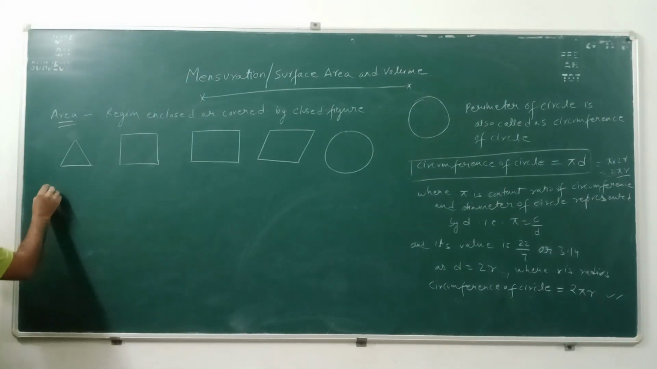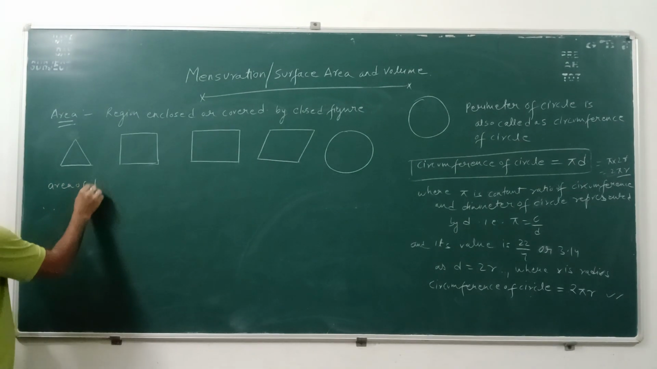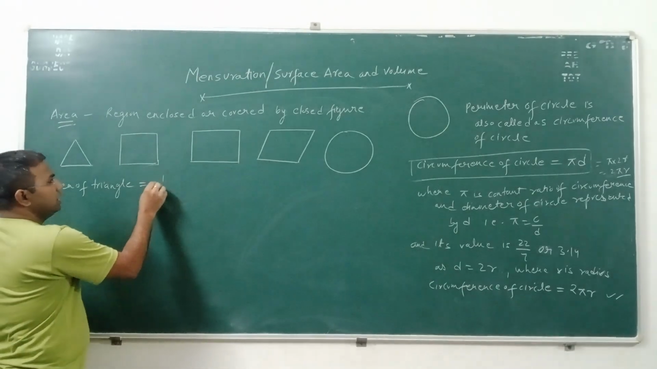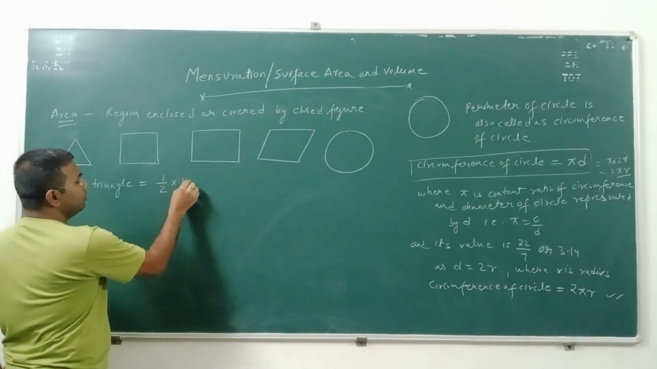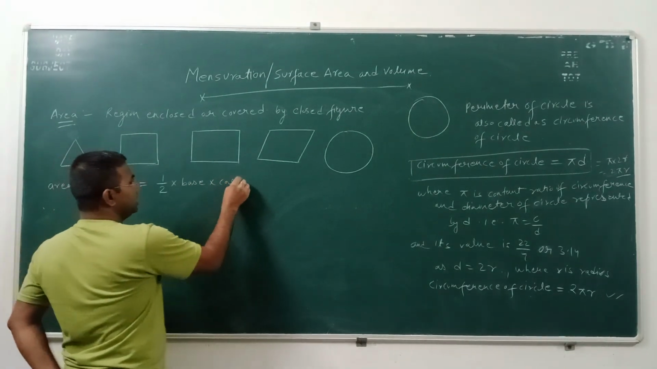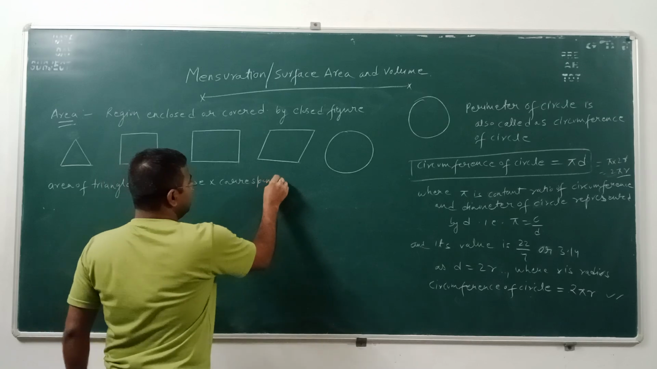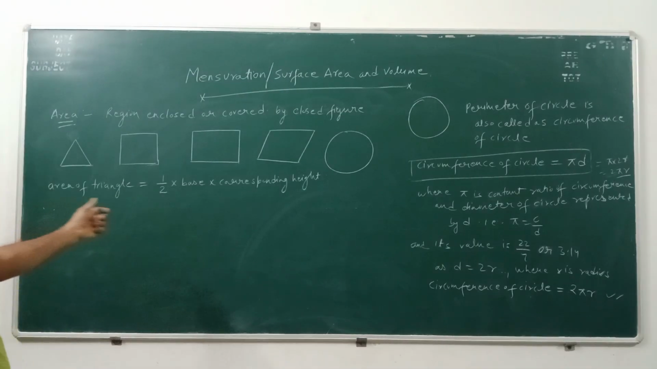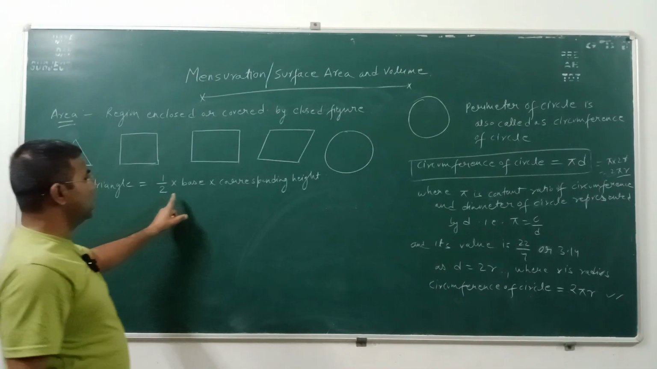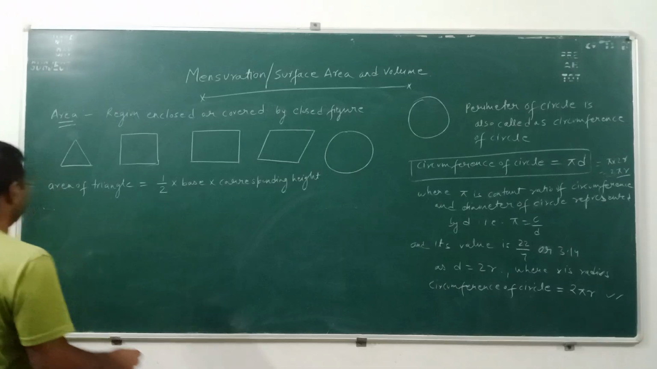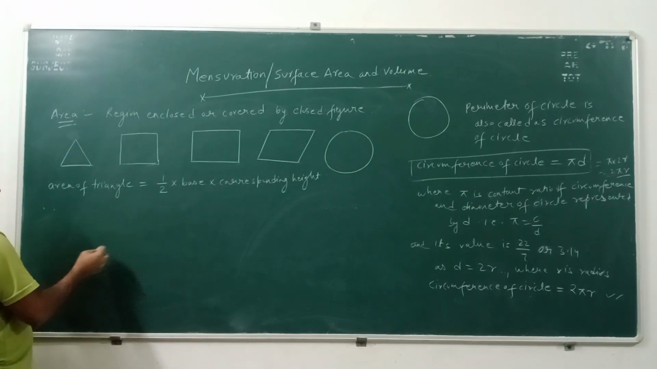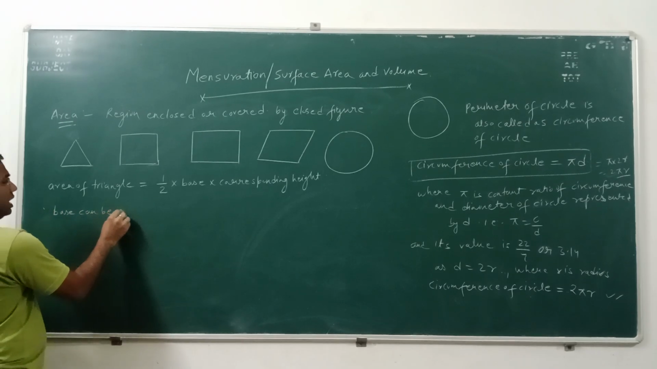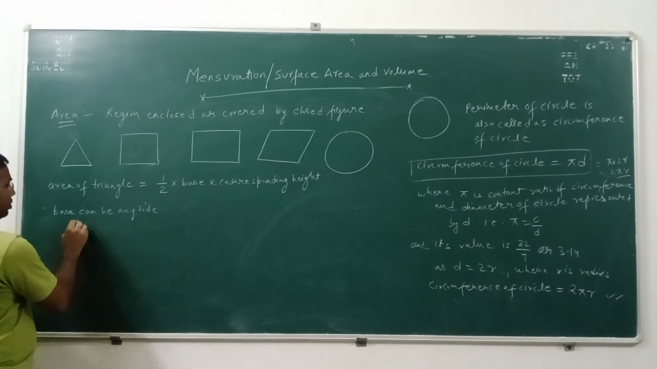So now you can see here, area of triangle. First of all we will talk about the area of a triangle. The area of a triangle can be calculated as half into base into corresponding height. Now how will we learn what is the base and what is the corresponding height? Base can be any side of a triangle.